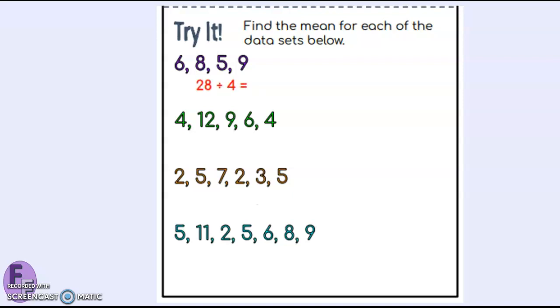First, add the numbers up. 6 plus 8 plus 5 plus 9 is 28. Then divide by 4 because there are 4 numbers in the data set. Our mean is 7.